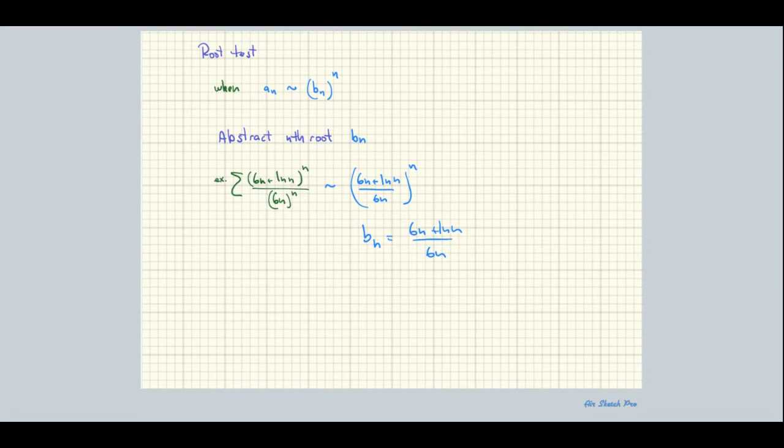So let's continue the example. I want to check out the limit of 6n plus log n over 6n as n goes to infinity. And I actually want to write that more cleanly. 6n plus log n over 6n.